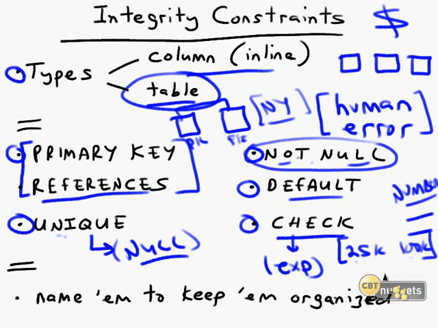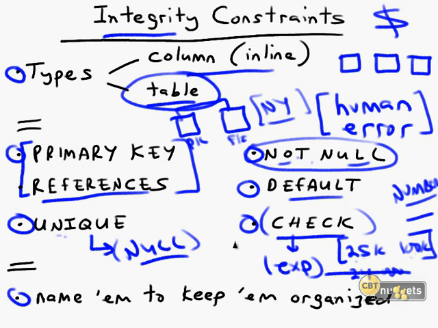That is to say, if a data entry clerk happened to enter 24,000, the check constraint would prevent that data from going into the table. You see what I mean? So check gives us as database developers quite a bit of flexibility in ensuring integrity in our tables.